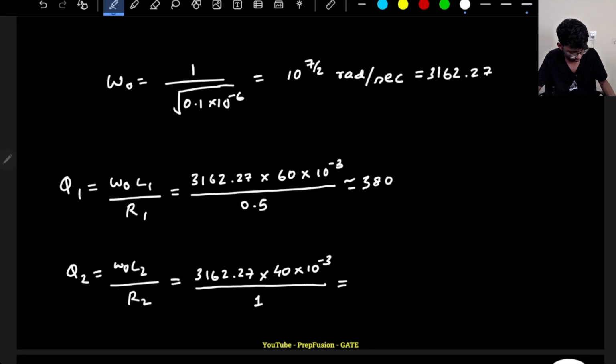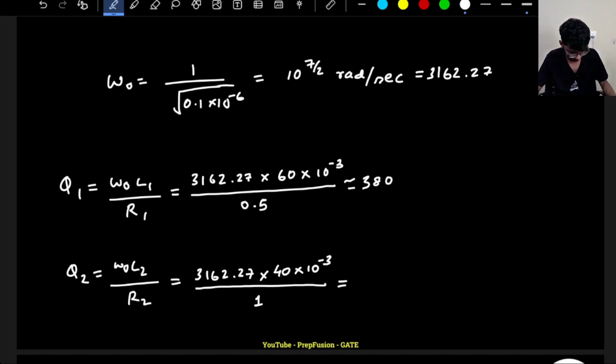So this will be 40 into 3162.27 into 40 into 10 raised to power minus 3.